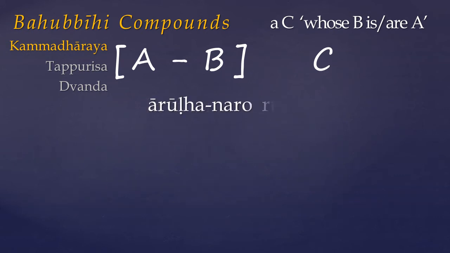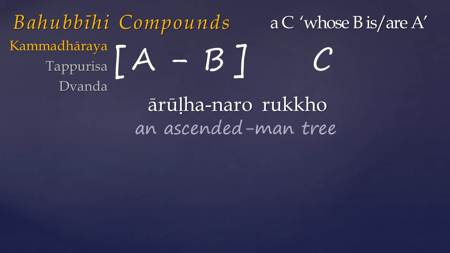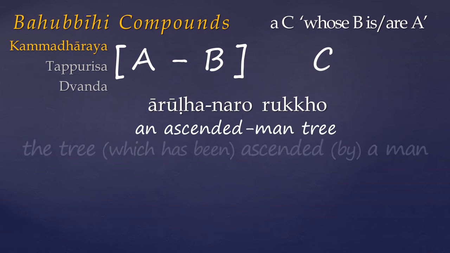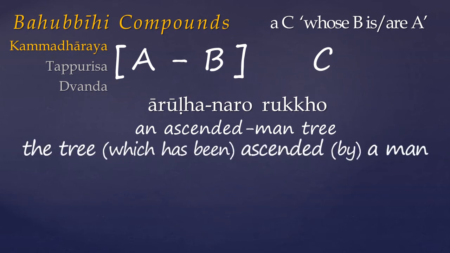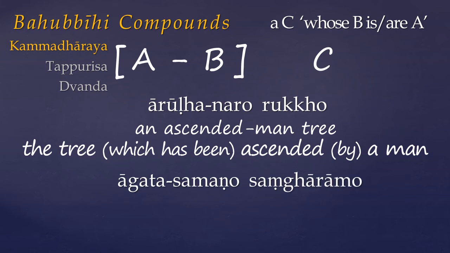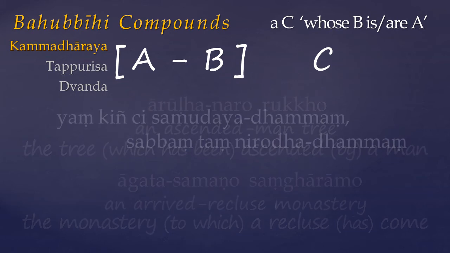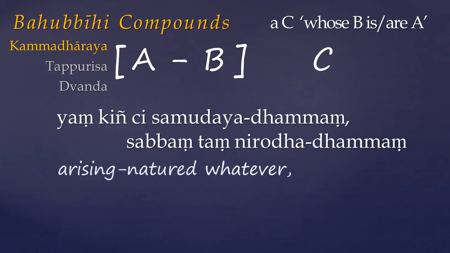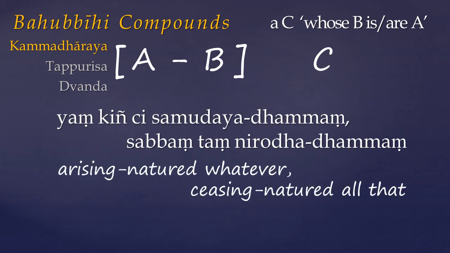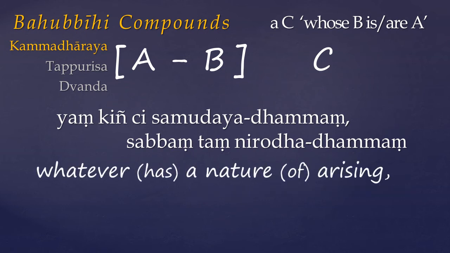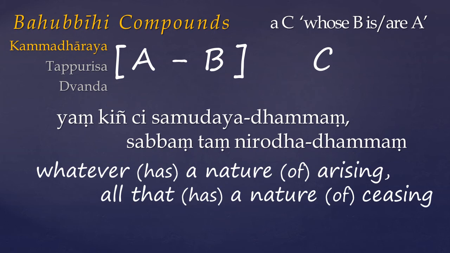And some are less obvious. This is literally the ascended man tree, or the man ascended tree, but means the tree which has been ascended by a man. Or the arrived recluse monastery is the monastery to which a recluse has come. And finally, this example literally translates as arising-natured whatever, ceasing-natured all that, but means whatever has a nature of arising, all that has a nature of ceasing. So we can see that there can be something of a case relation between the compound and the qualified word.